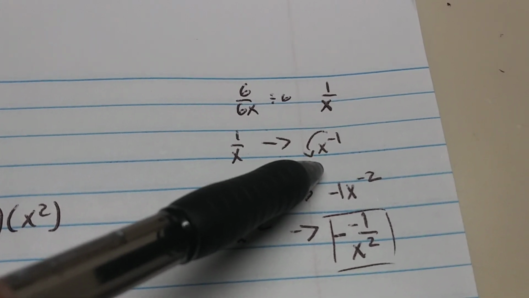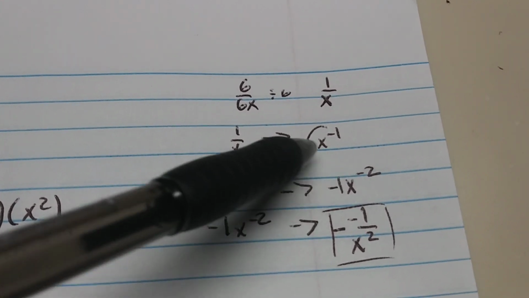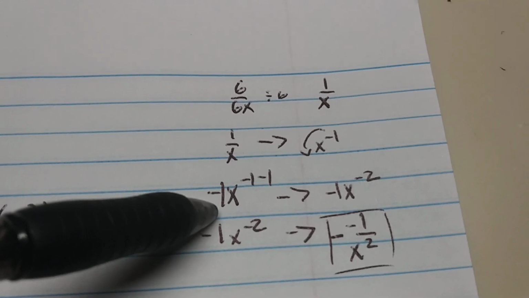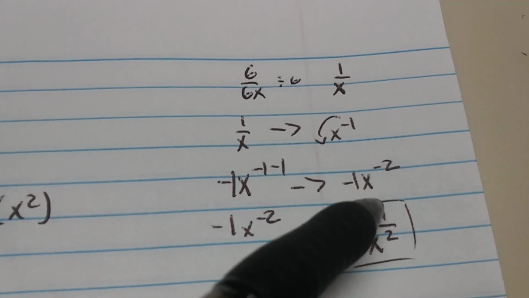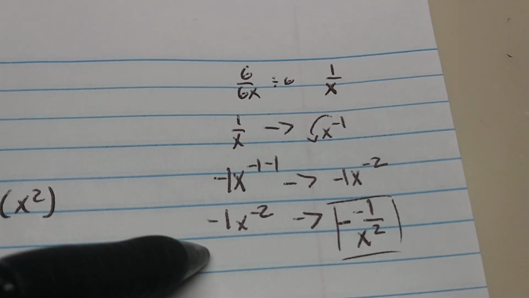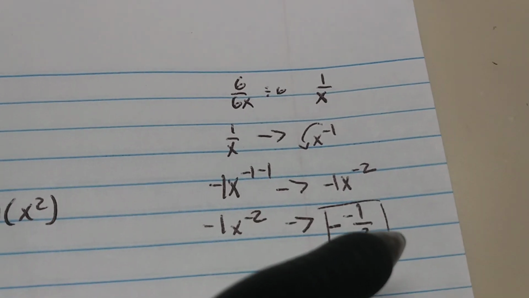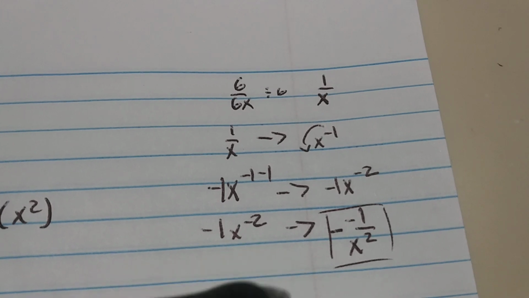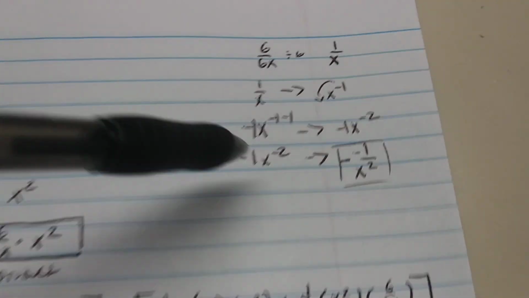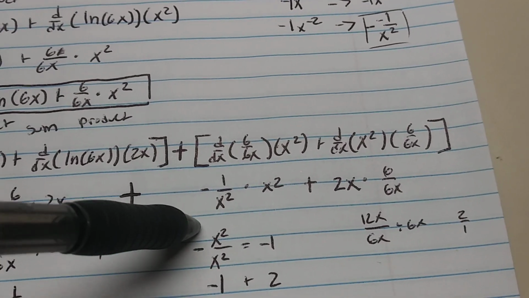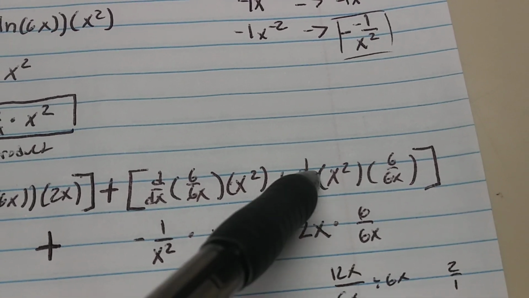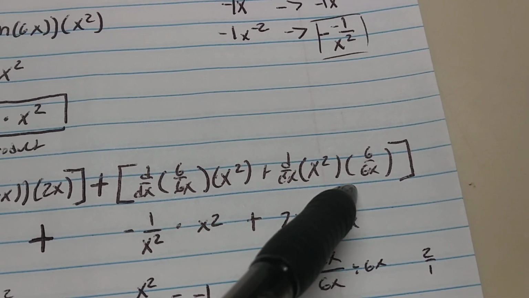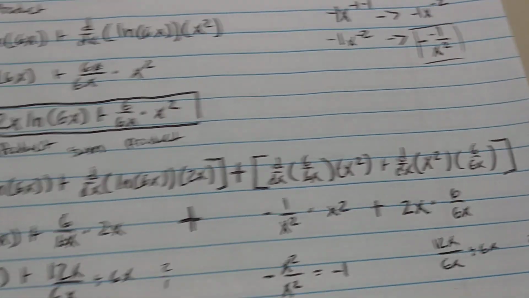And then we can go ahead and do a power rule of this. Move this negative 1 to the front, and then minus 1. Negative 1 minus 1 is equal to negative 2. So we're going to move this over here. And this really just is 1 over x squared, negative. So we can go back over here and plug that in, times your x squared. Your derivative of x squared is 2x times your 6 over 6x.